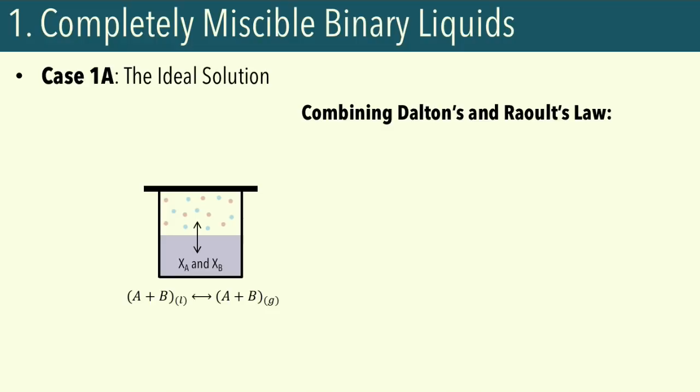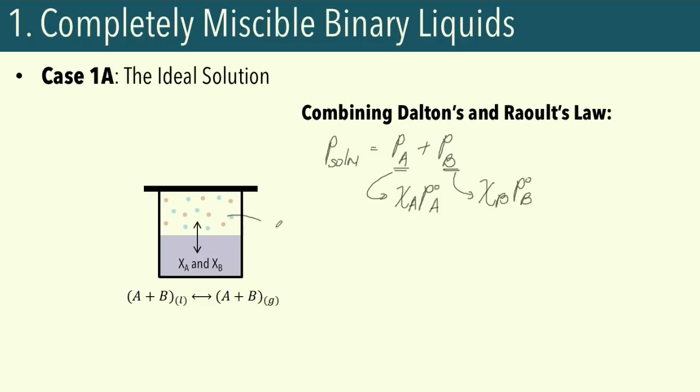Combining Dalton's and Raoult's law can also give us an expression for the overall vapor pressure of our solution. Recall from Dalton's law that we can get the vapor pressure of a solution by adding the vapor pressure of component A in the mixture plus the vapor pressure of component B in the mixture. Raoult's law gives us these expressions. The vapor pressure of component A in the mixture is equal to the mole fraction of A times its pure vapor pressure. We also know a similar expression for B: the mole fraction of B times its pure vapor pressure.